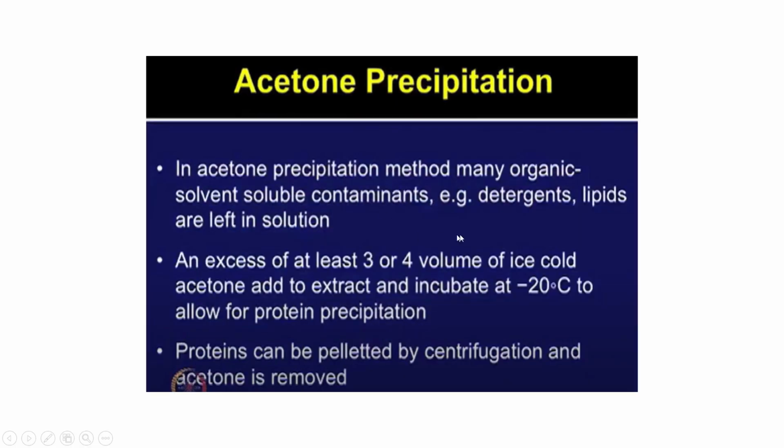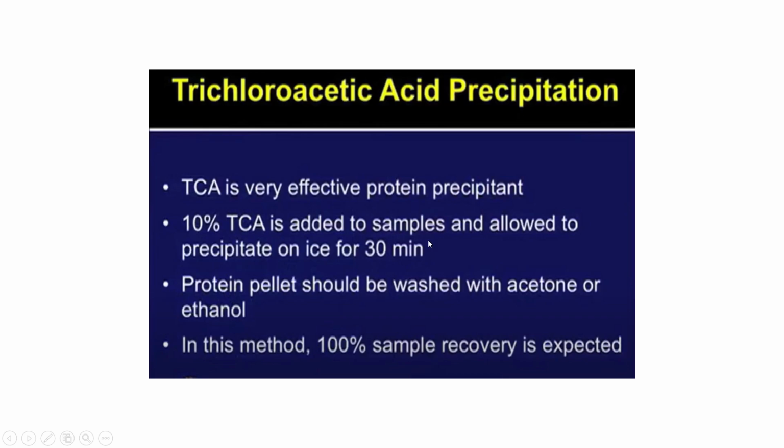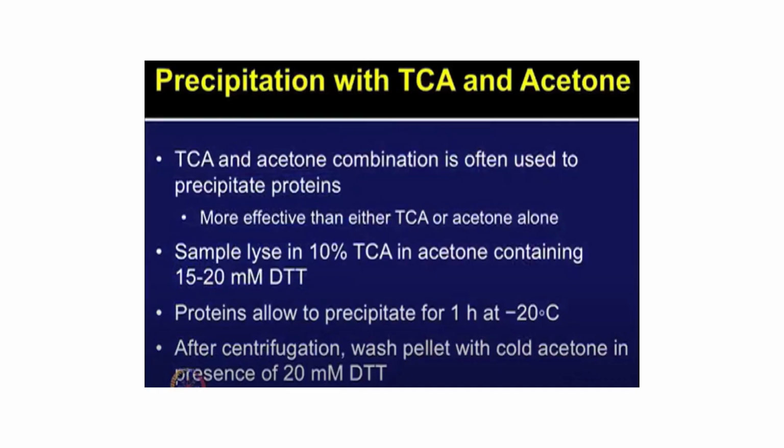Similarly, there is acetone precipitation as well. You need an excess of at least 3 or 4 volumes of ice cold acetone. This process is done at colder temperature, and you need to incubate, which is a normal procedure, and it helps remove organic solvent contaminants like detergents and lipids. Similarly, there is trichloroacetic acid precipitation as well, and in this method, 100% sample recovery is expected. So depending upon your need, you can use these techniques accordingly.